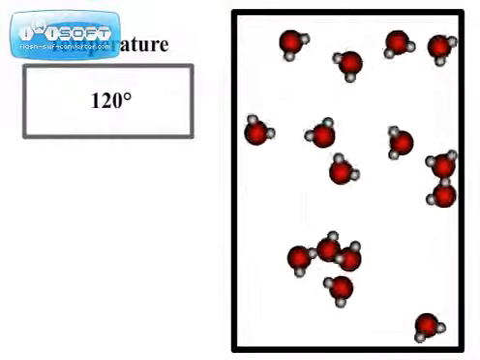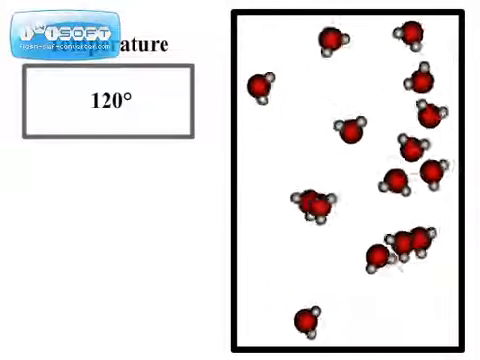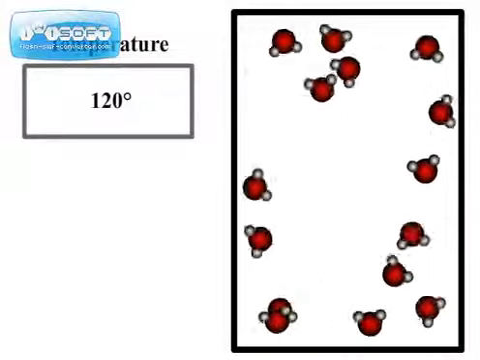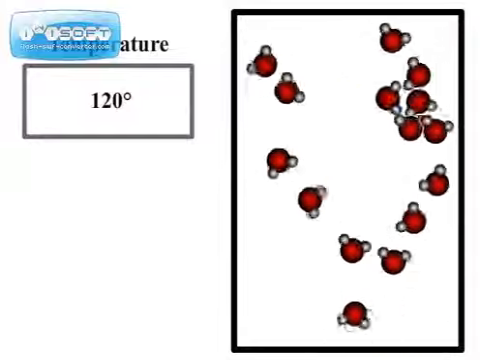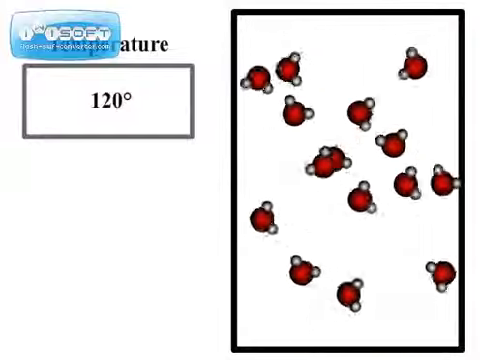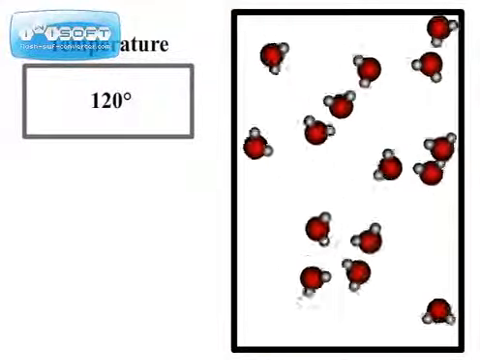Here we show gaseous H2O, also known as steam. As you can see, the particles are moving very quickly. They move around the entire container, and are usually quite sparse. There is also the occasional collision between two or more molecules.